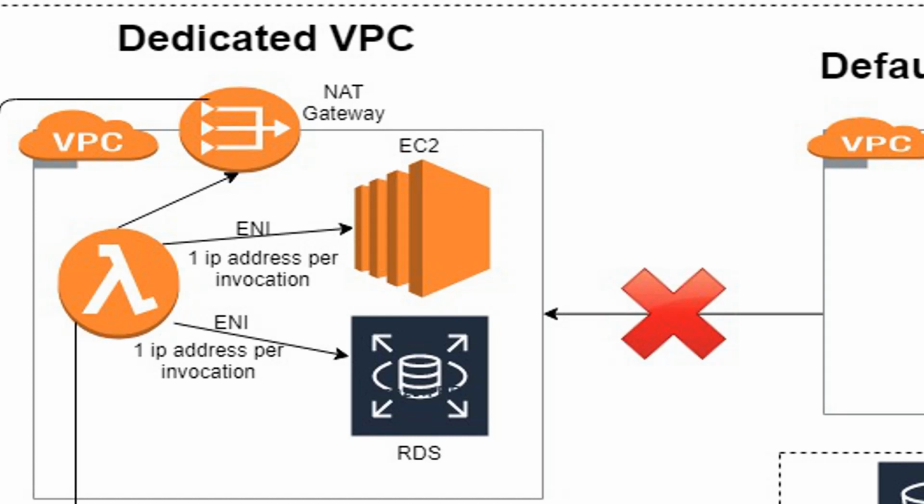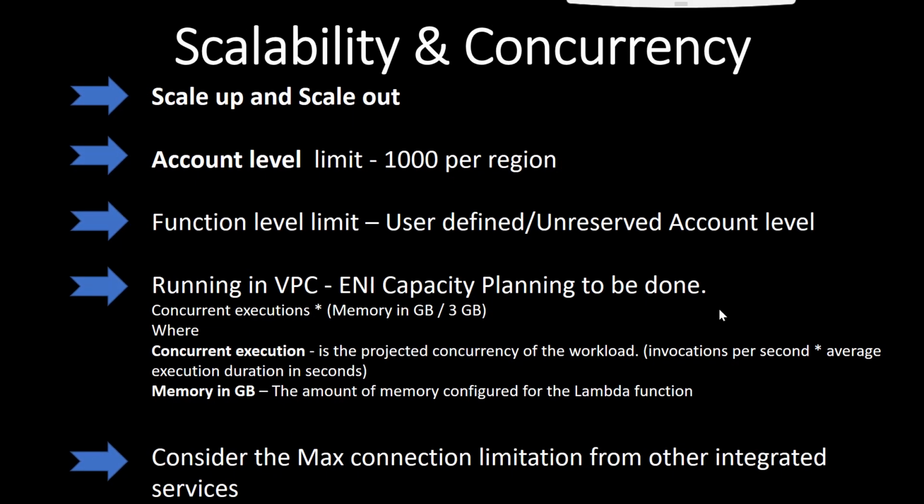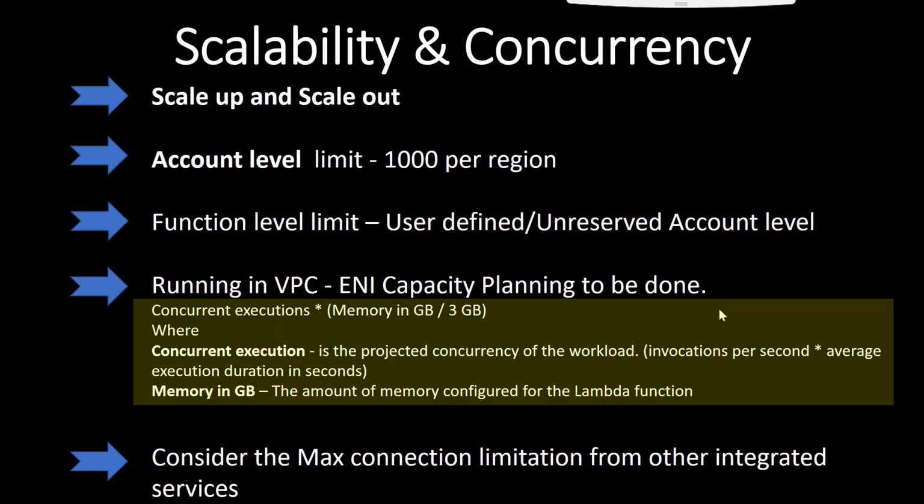So when you are running your Lambda in a VPC, you need to calculate your ENI capacity. By default, the network interface limit for a particular region is 350, but you can use this formula to calculate how much capacity you would need. The formula is concurrent executions multiplied by memory in GB divided by 3 GB. Here the concurrent execution means how much concurrent workload you are expecting.